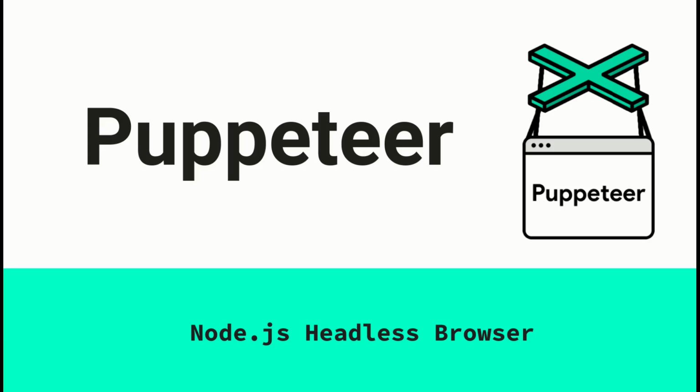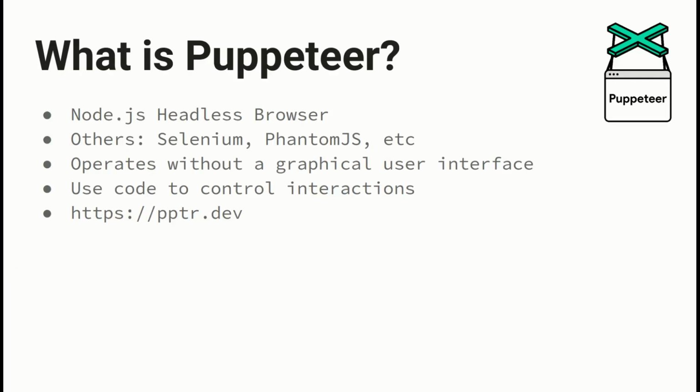Hey guys, today we're going to be looking at Puppeteer, which is a Node.js based headless browser. We're also going to be putting together a small script to automatically post new WordPress blog posts to your personal site and take screenshots along the way.